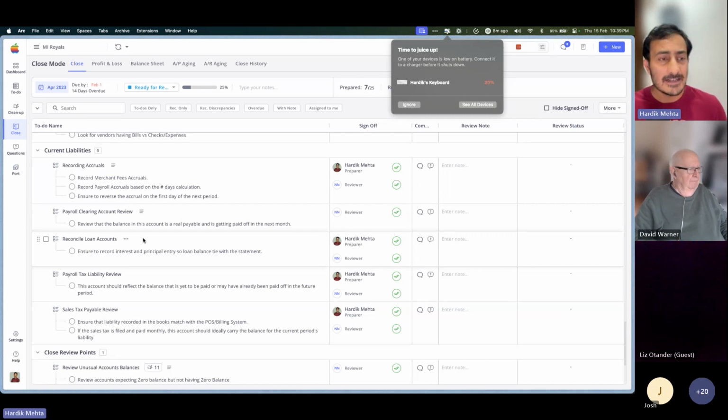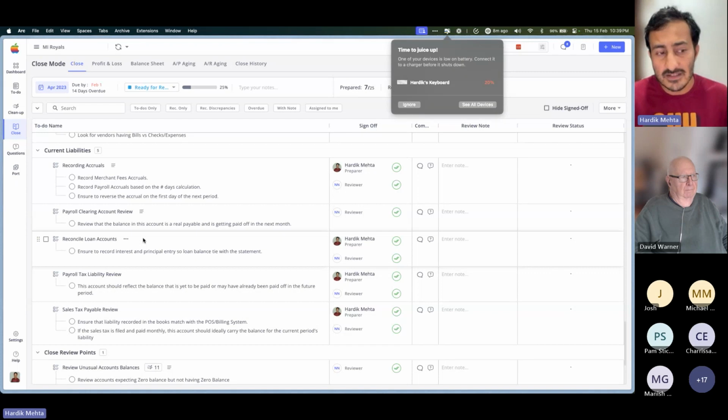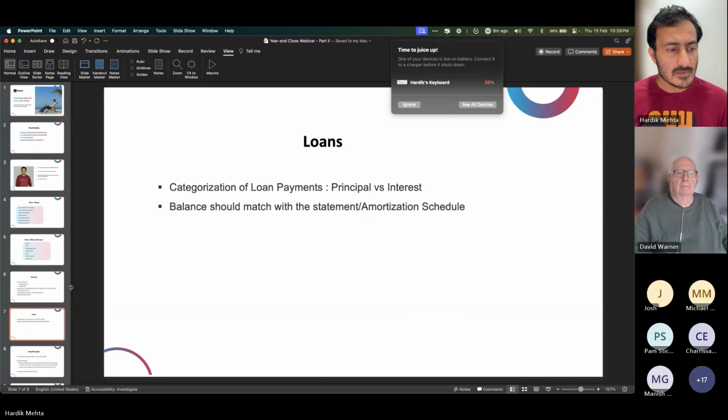In fact, just like we reconcile bank and credit card accounts in QuickBooks, it's also a good practice to reconcile the loan accounts in QuickBooks, right? So we go to reconcile, enter the ending balance as per statement, and once the difference is zero, that's when we hit reconcile, right? I would suggest that's a best practice, because that automatically takes care of both these review points I was just referring to: principal versus interest, and the ending balance as per statement and the books matching.